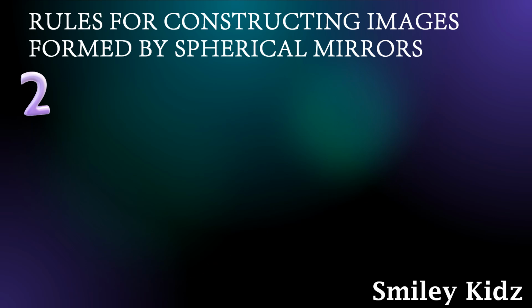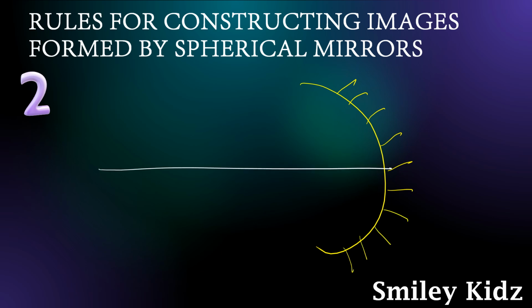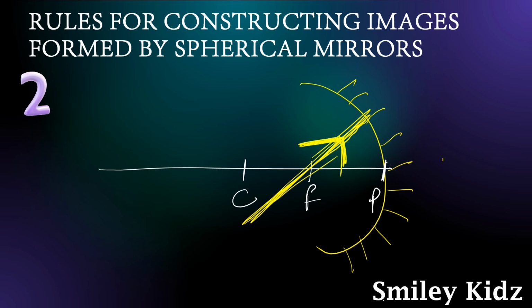Now what is rule number 2? Well, rule number 2 is very easy. It is the exact opposite of rule number 1. This is a spherical mirror and this is the principal axis where center of curvature and focus lie. And this is the pole of the mirror, which is the midpoint of the mirror, isn't it? Now, rule number 2 says that an incident ray which is passing through the principal focus, let's say this is the incident ray which is passing through the principal focus, when reflected, becomes parallel to the principal axis.